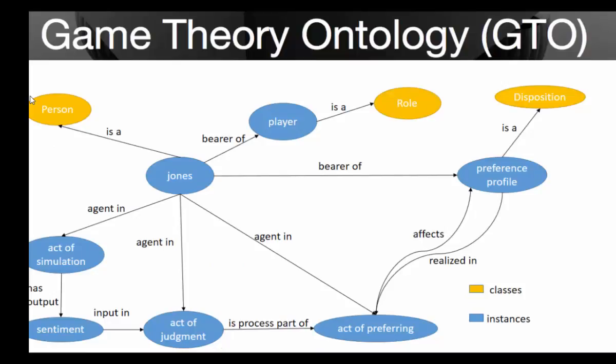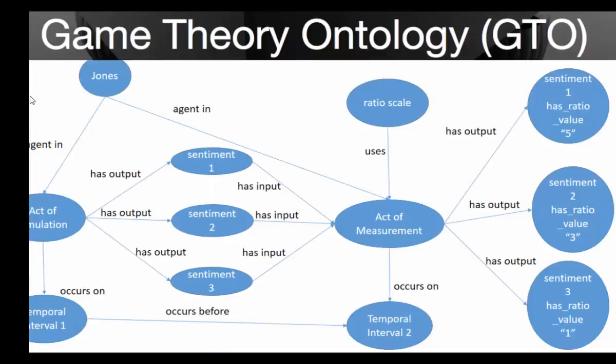Now, Jones, I think, simulates each possibility. This produces sentiments for each possibility. He imagines eating at these different restaurants and what that experience would be like. He judges that, and these are all parts of an act of preferring that realizes his general disposition. Now, for each of these simulations, there are sentiments that are created that he then measures. And on this act of measurement, there's a value that gets spit out on the other side. These aren't classes here. These are actually RDF statements, but I needed the space to include them. So sentiment 1 has ratio value 5, sentiment 2 has ratio value 3, etc.